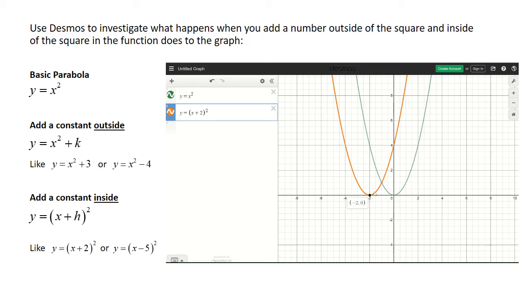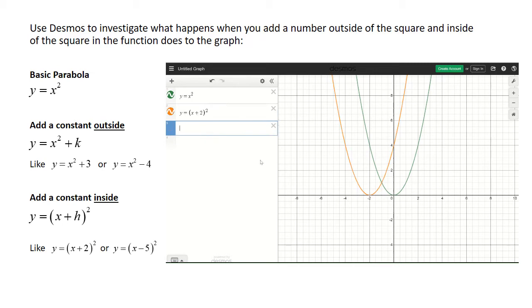Notice my graph where the equation for which I had the 2 added on the inside, the graph has actually moved to the left. Instead of going up 2 or right 2, it actually moves the graph left 2. So what we have is an effect that is the opposite of the sign we see on the inside.